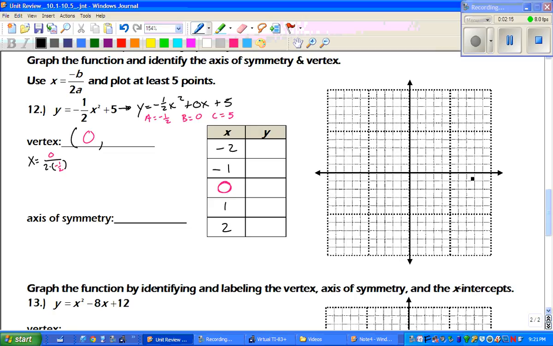All right, now we have to find the other point of the vertex. And to find that, we're going to plug it into y equals the negative 1/2 x squared plus 5. And we know that x is 0. Okay, and when we do all of that, we're going to get our answer that y equals 5.